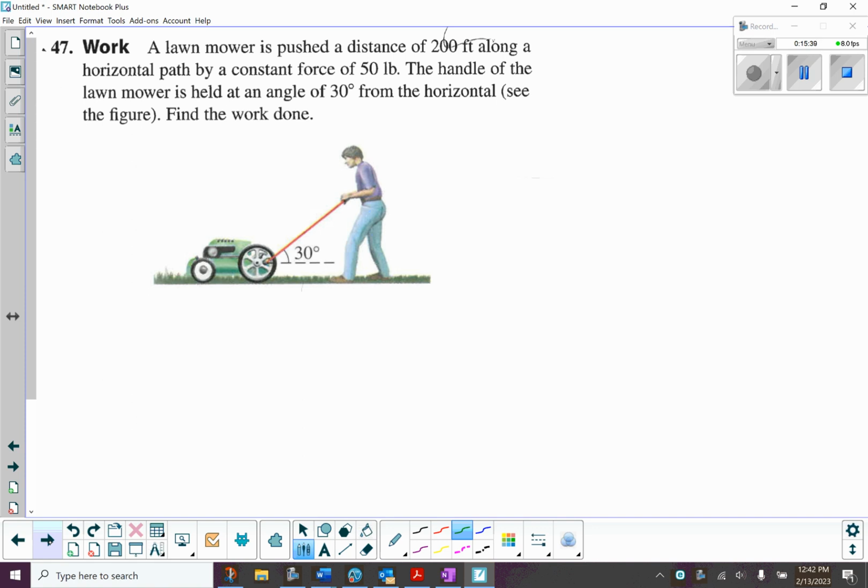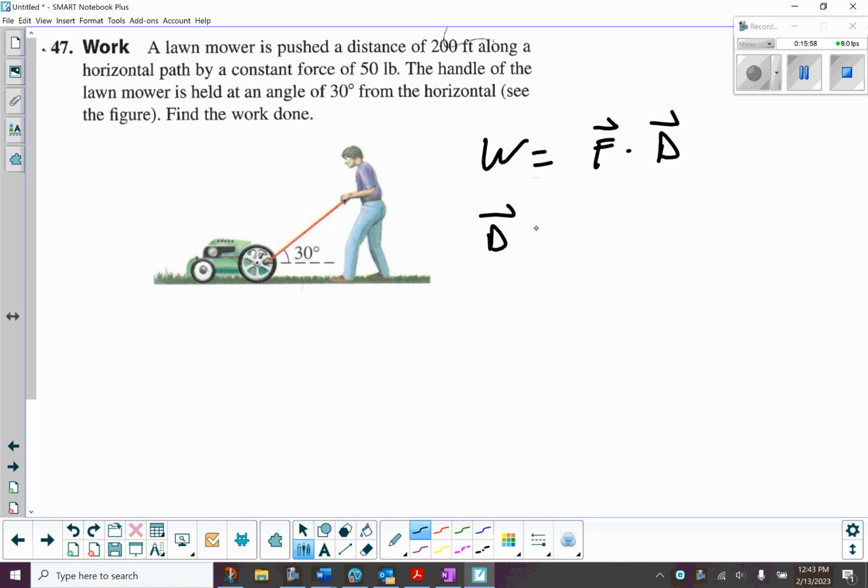pausing for effect because I said the word force, 50 pounds, if the handle to the lawnmower is held at an angle of 30 degrees from the horizontal. So again, we know work is equal to the force vector dot distance vector.